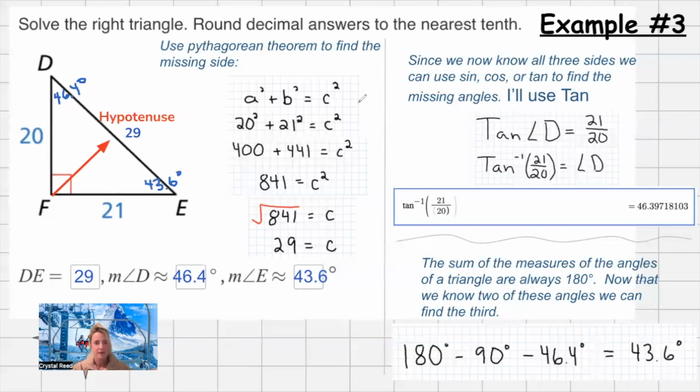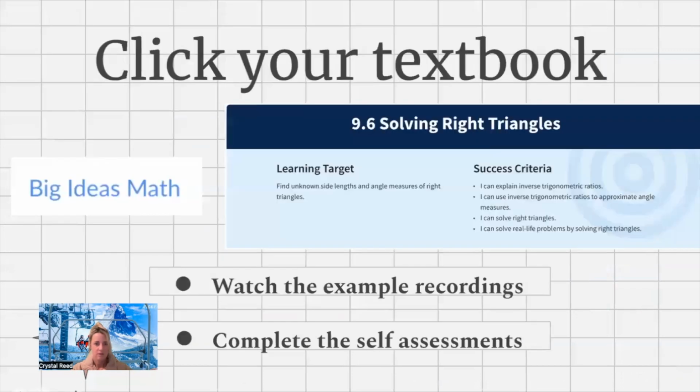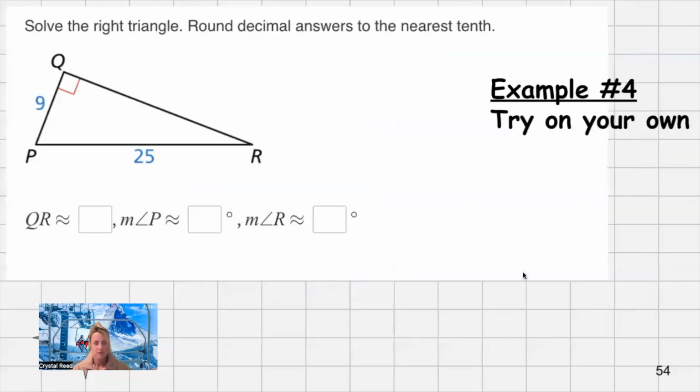Super fun, right? All right, I want you to try one on your own. I think we can do, got two more. We'll see how we do on this one. Solve the right triangle, round decimals to the nearest tenth.